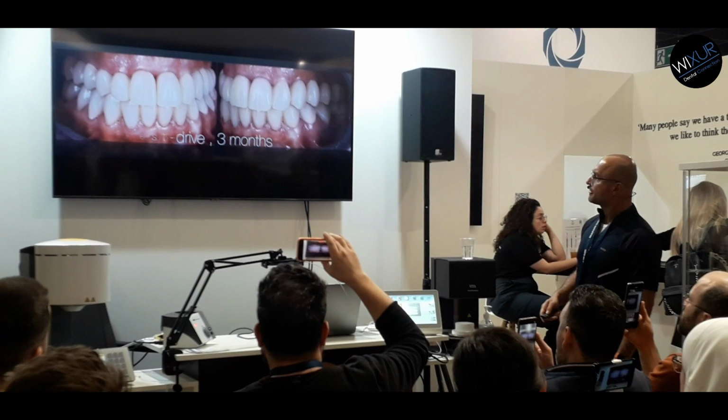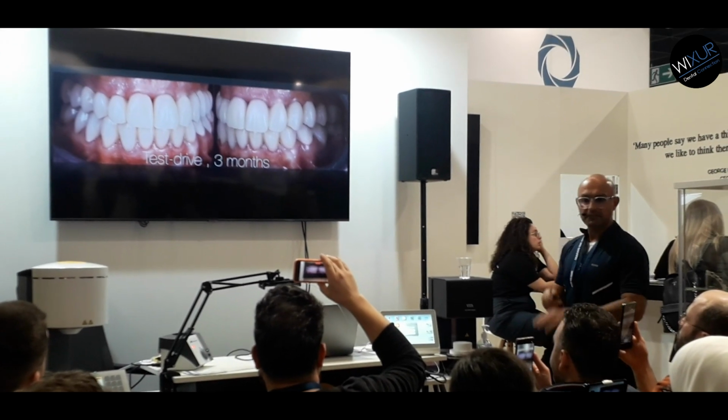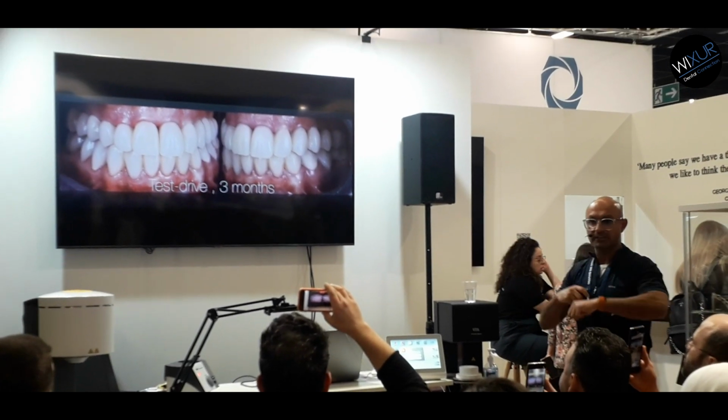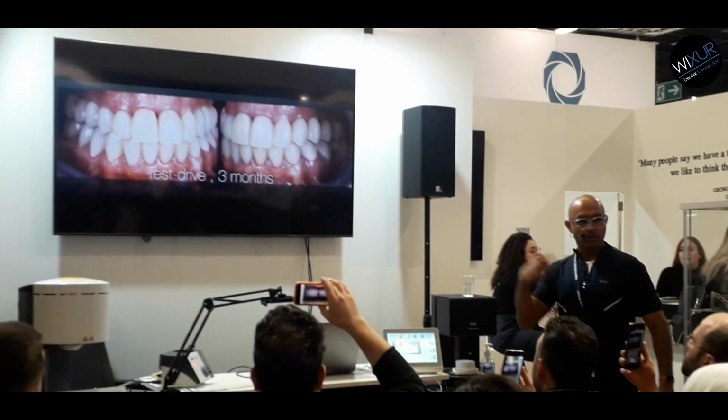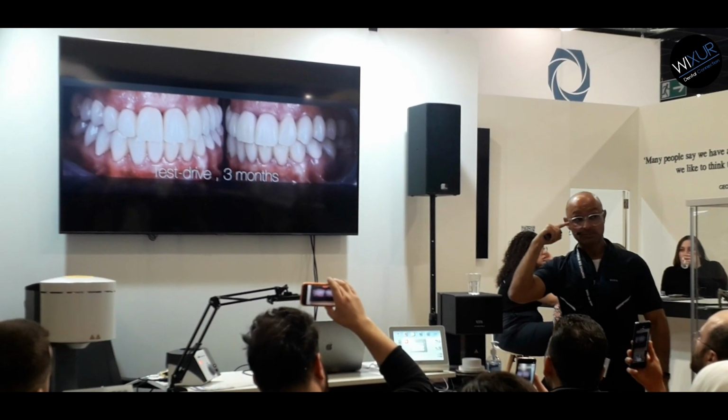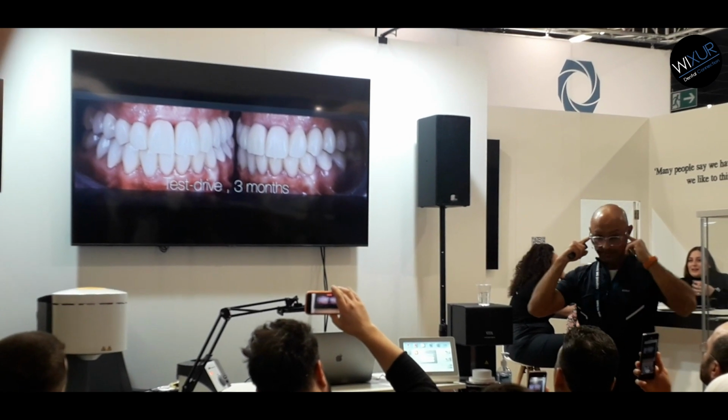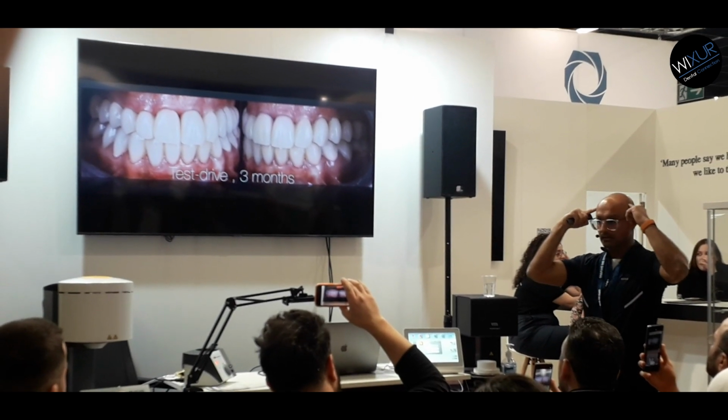Left and right. Test drive 3 months. Everything was intact. Nothing came off. Nothing was broken. So it means occlusion is good. So now we go ahead and finish the upper jaw. We always start with the upper jaw because it's fixed to the skull.